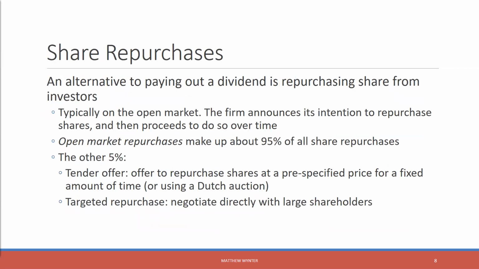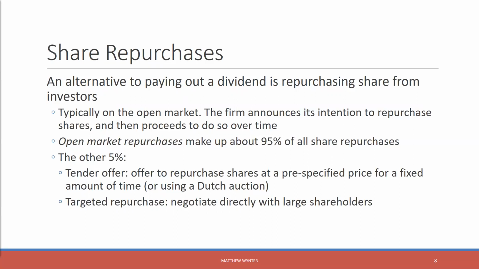Share repurchases are a different way of paying out a dividend in the form of buying back shares from investors. Typically these will occur on the open market. The firm is going to announce that it intends to repurchase X percent of shares. Open market repurchases make up about 95% of all share repurchases. So the most common way in which the firm will repurchase its shares will be through the open market.